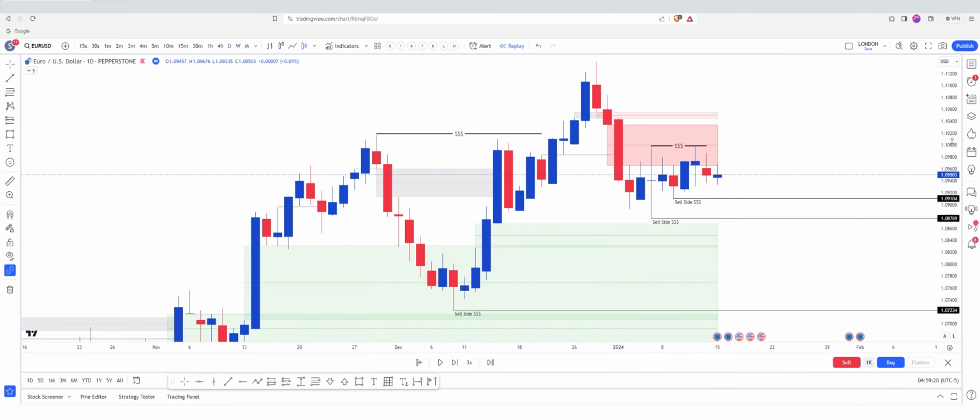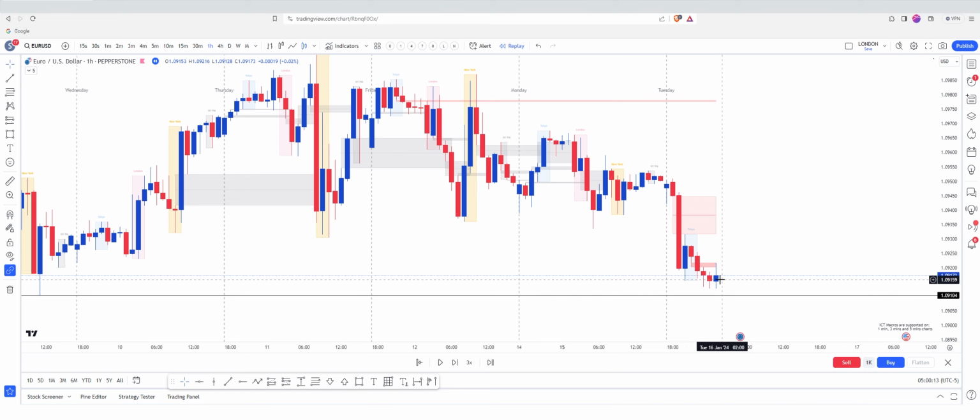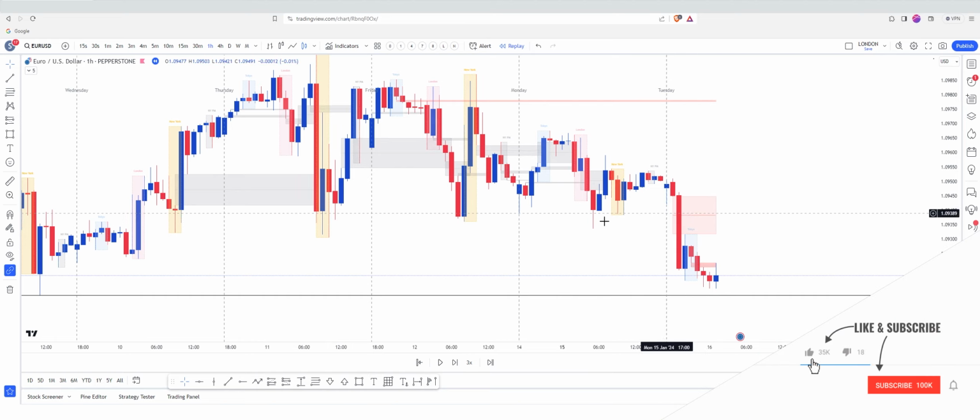Let's drop to the hourly time frame now. Price action coming into our London session. So our London session starts at 2 AM. Obviously very large bearish displacement overnight into the Asia session. So this does add confluence to the bearish bias. We're already seeing bearish displacement now.